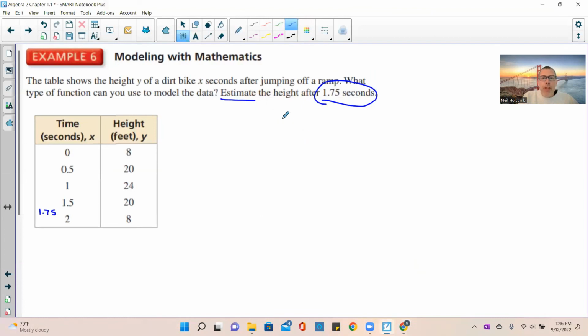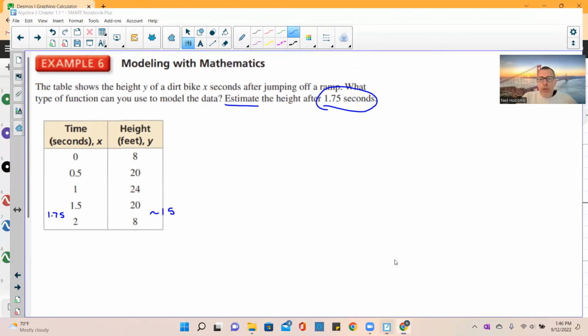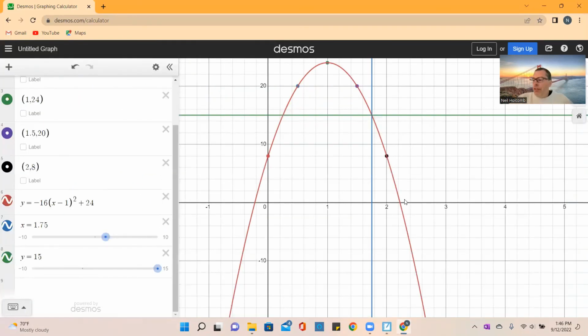So getting back to this question, the height of the bike after 1.75 seconds should be approximately 15. Could be exactly, but it looks approximately to be 15. All right, so that's how you mess around in Desmos. Makes it really fun and interesting to see what changes occur when you do things to functions. Hopefully that was helpful.